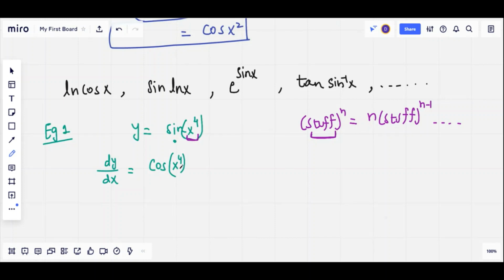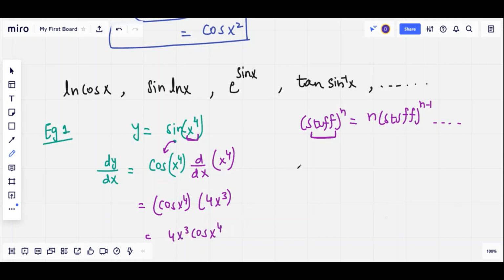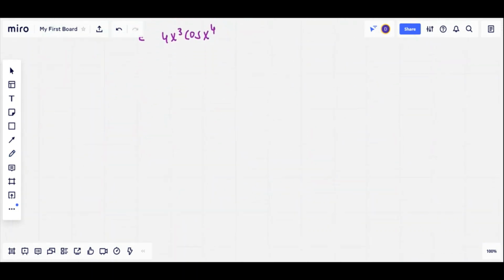How will I read it when I differentiate? I will say that the differentiation of sine of stuff is cos of that stuff, and then we go inside and differentiate the stuff. This is what the chain rule is. So this is cos of x raised to the power 4. The differentiation of x raised to the power 4 is 4x cubed. So this comes out as 4x cubed cos of x raised to the power 4. This is the answer to this question.